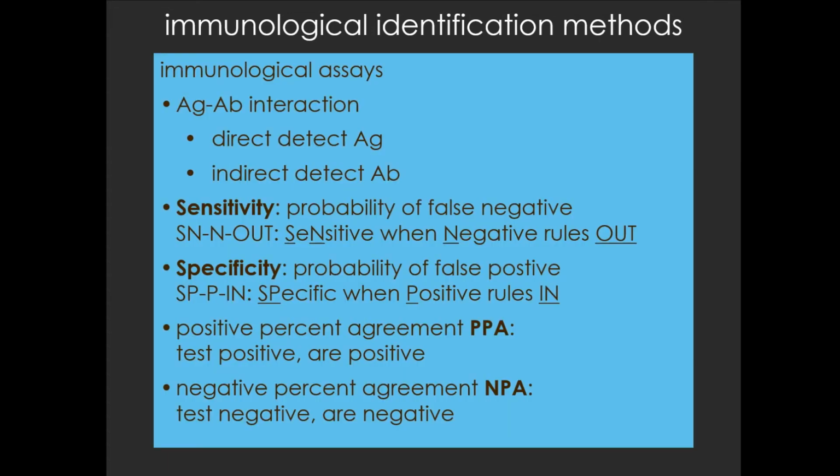Two different kinds of immunological identification assays are performed in labs routinely. Both of them rely on looking at the interaction of antigen and antibody. Some look for antigen in the patient, and those are called direct immunological assays because you are directly looking for the antigen. Others, which try to detect antibody in the patient, are considered indirect because you're using the presence of the antibody and assuming that the presence of the antibody indicates the presence of the pathogen as antigen.